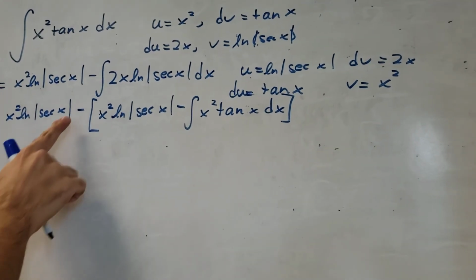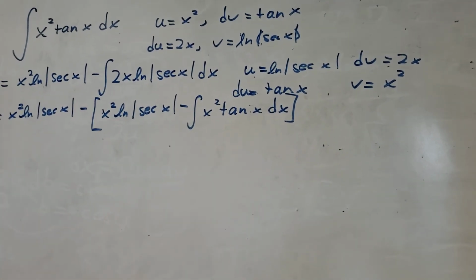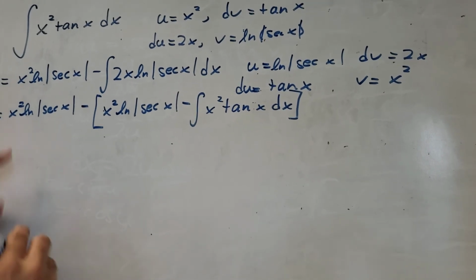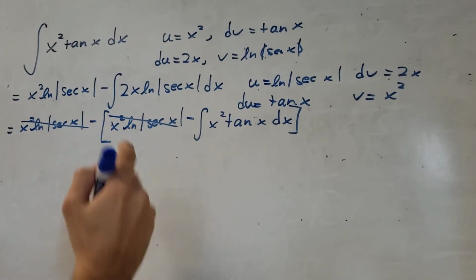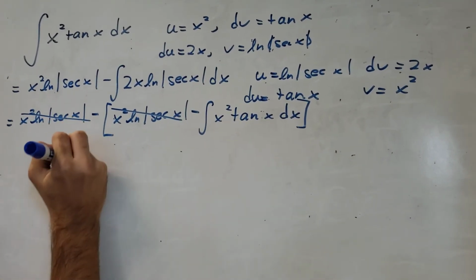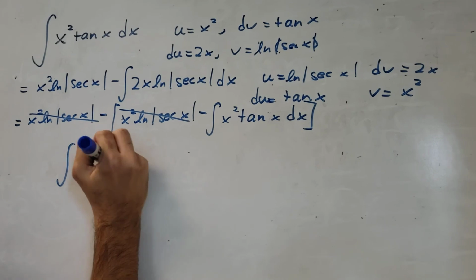If you distribute this negative sign, it will make it a negative x squared natural log of secant x. So this would actually cancel out with that guy. And if you distribute this negative sign over here, you'll make it positive. So you're back with x squared times tangent x.